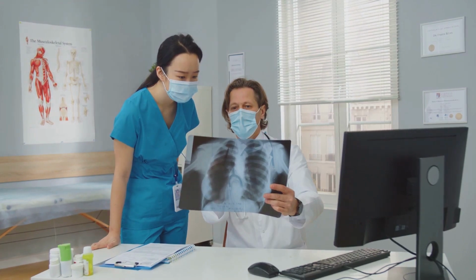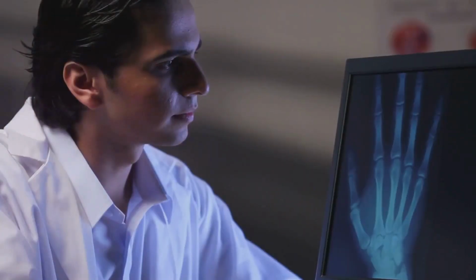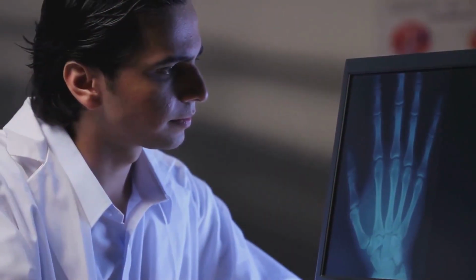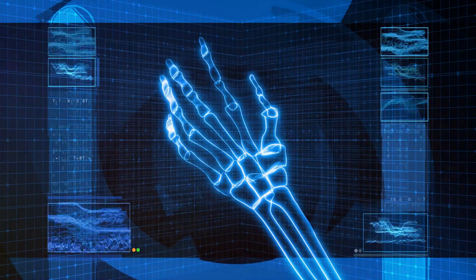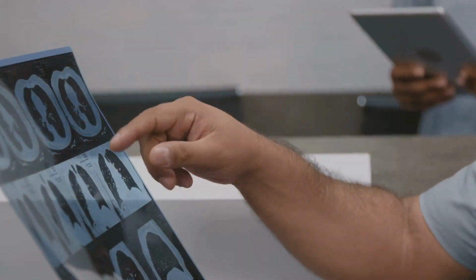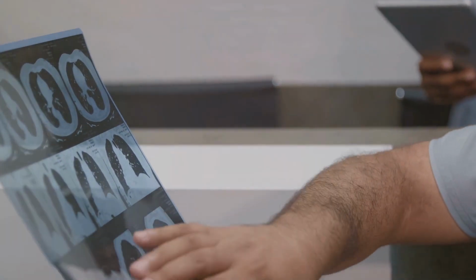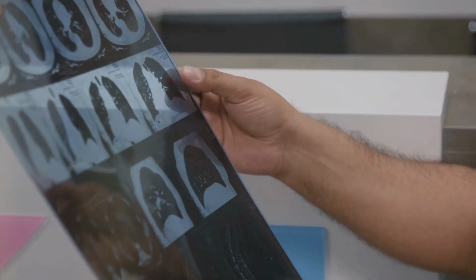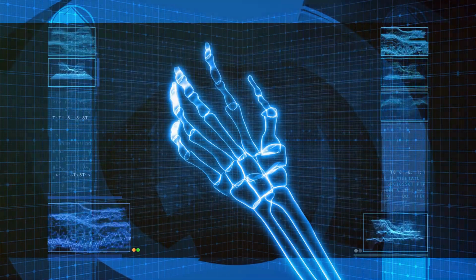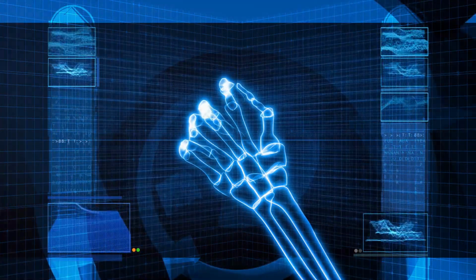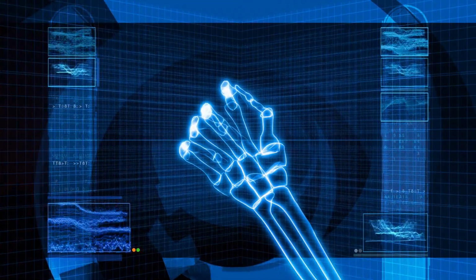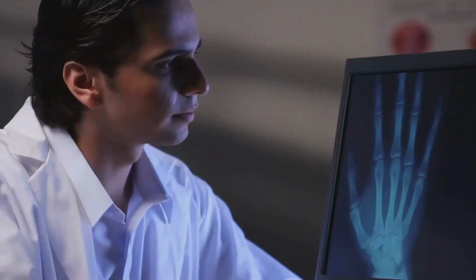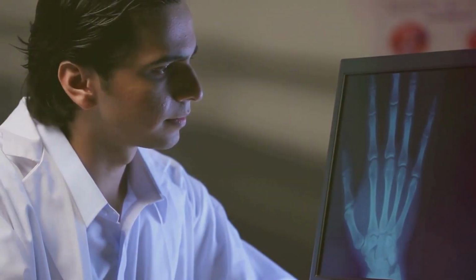Next, assess image quality. Make sure the image is clear and properly exposed. Can you see all the bony structures? Are there any artifacts that might obscure important details? Then identify the bones. Use your knowledge of wrist anatomy to identify all 8 carpal bones, the radius, and the ulna. Trace their outlines with your eyes.